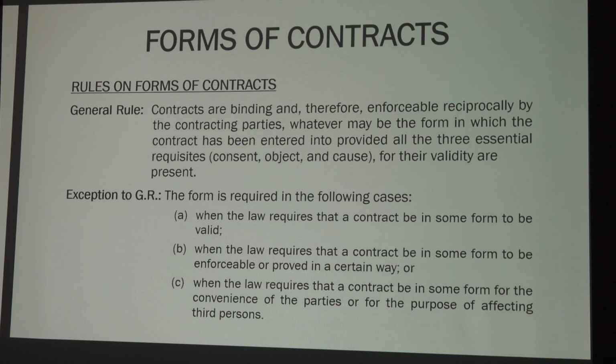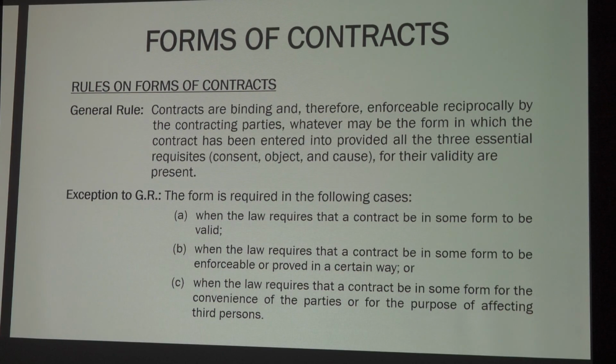Okay, rules and forms of contracts. So, ayan nga. Contracts are binding and therefore enforceable reciprocally by the contracting parties, whatever may be the form in which the contract has been entered into, provided all the three essential requisites, di ba? Consent, object, and cause for their validity are present. Exceptions, paulit-ulit lang yan, class, ha?